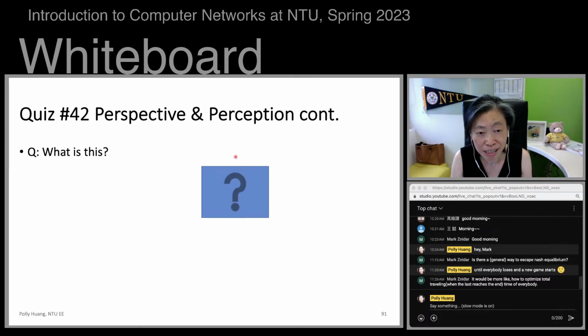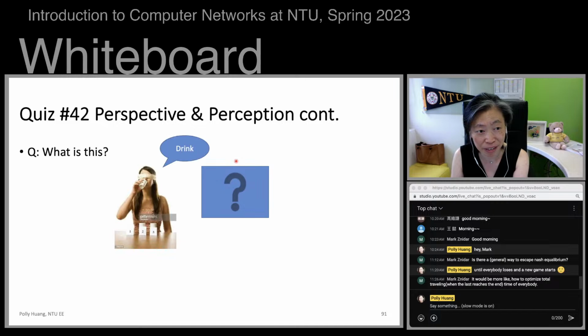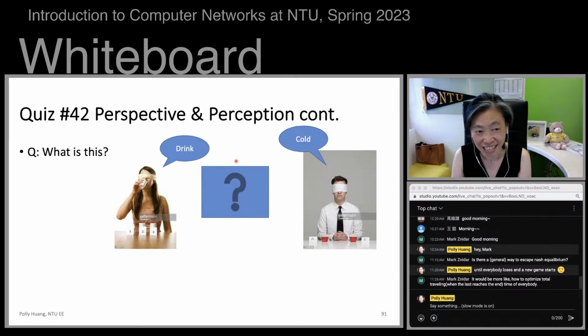What I'm asking you to do to answer 42 is this: to guess an item behind this blue box. And there'll be some hints coming. So this lady here tasted this thing and then talked about it. She said it's a drink. And then this gentleman also tasted the drink, and he said it's cold. Now, with these two pieces of information from insiders, would it be sufficient for you to judge or guess what this thing is behind the blue box?